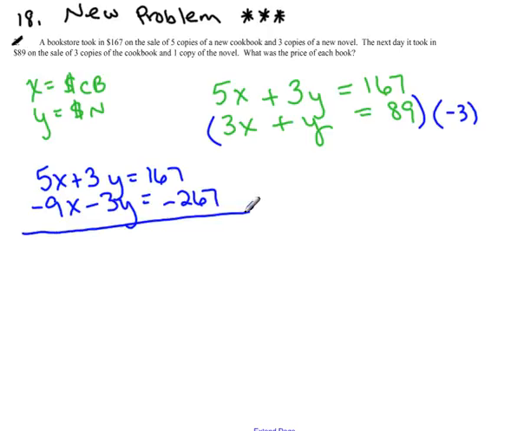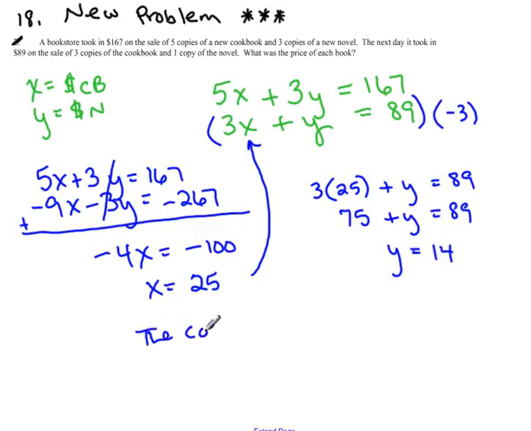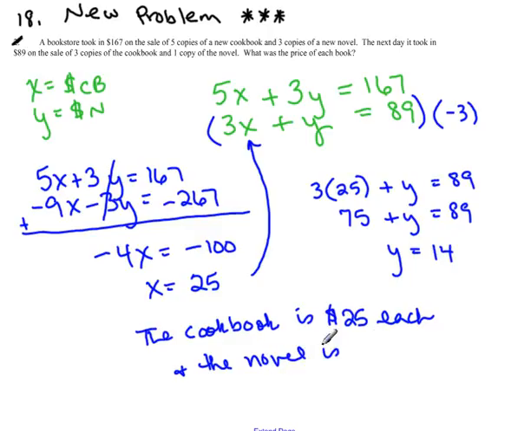Okay, and now we will add. So the y's will eliminate, and I get negative 4x equals negative 100. Divide by negative 4, and x is positive 25. We'll substitute back in. I'll plug into the bottom equation here. So 3 times 25 plus y equals 89. This is 75 plus y equals 89. Subtract 75 from both sides, and you get 14. Answer the question, what's the price of each book? Well, the cookbook is $25 each, and the novel is $14 each. And so you've answered the question.